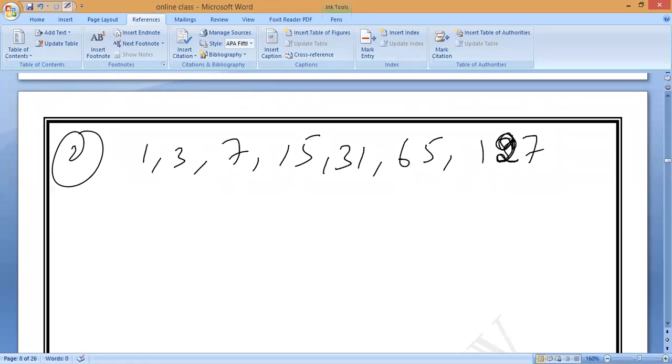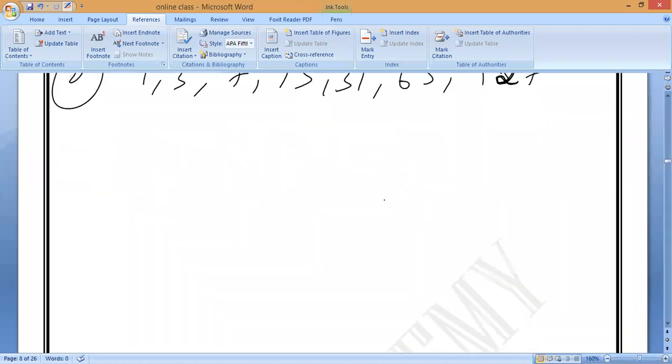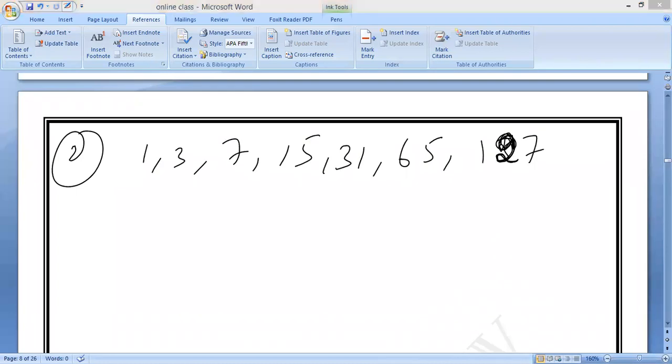Let me see who will find it. Anybody? Something is behind the pattern, you may observe here: 1, 3, 7, 15, 31, 65, 127. If you follow the pattern, you can understand it. Which is the odd one? See the numbers.